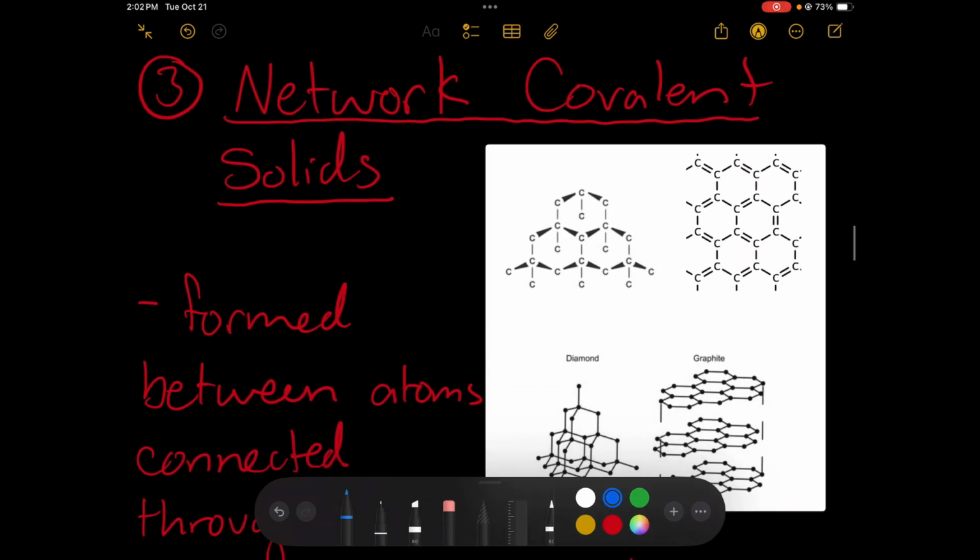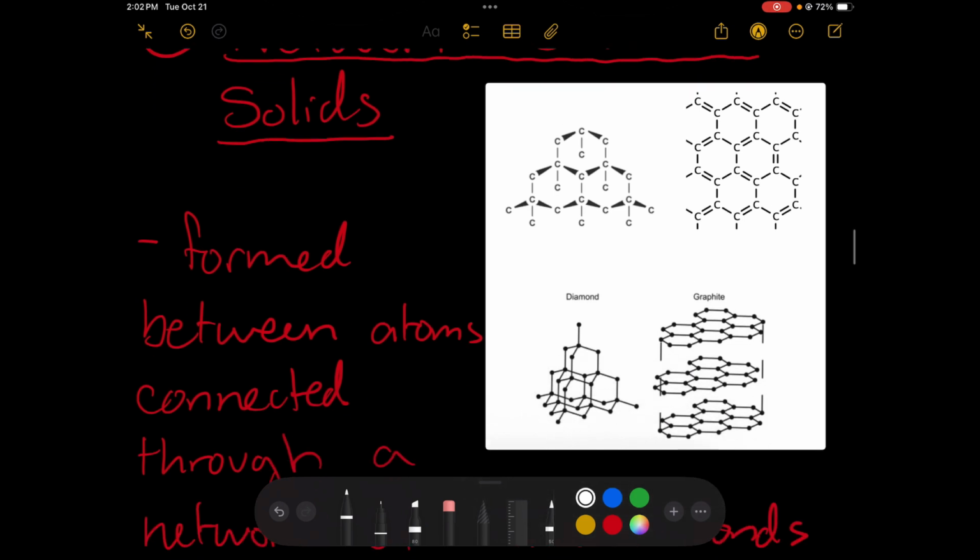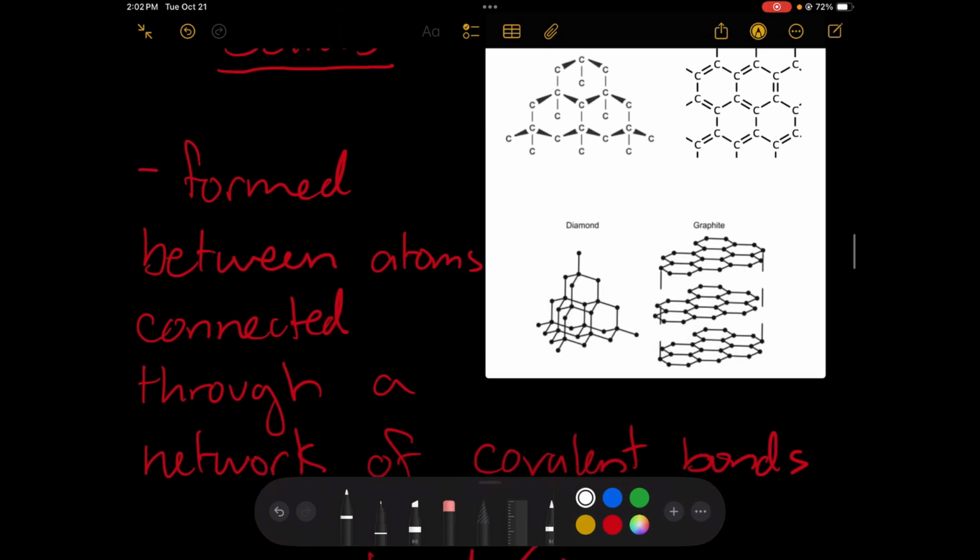Next type of substance, again new to you, is a network covalent solid. A network covalent solid is honestly the most similar to an ionic solid, more so than a molecular covalent solid, because it is another lattice structure, but instead of every atom being joined by ionic bonds, those atoms are actually joined by covalent bonds. So we can see a couple of examples here.